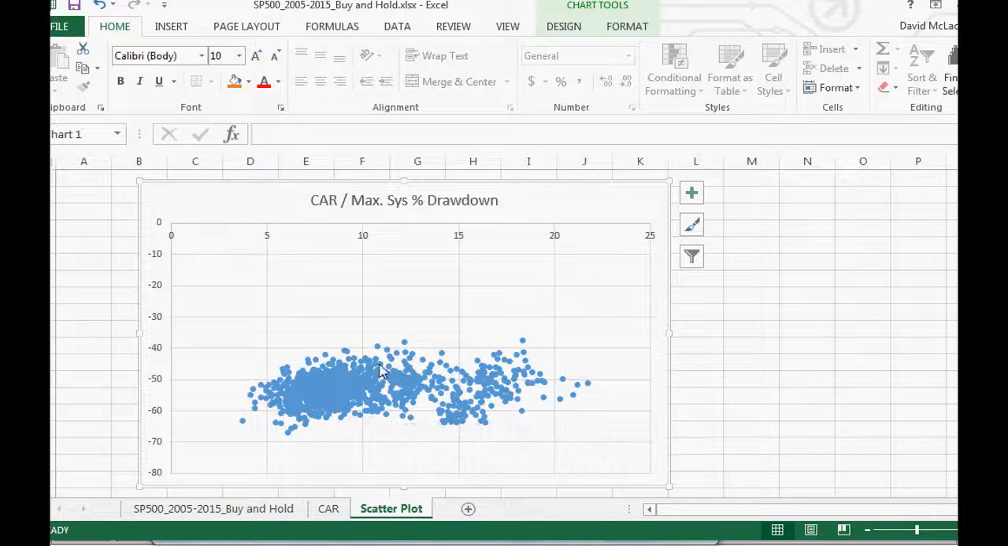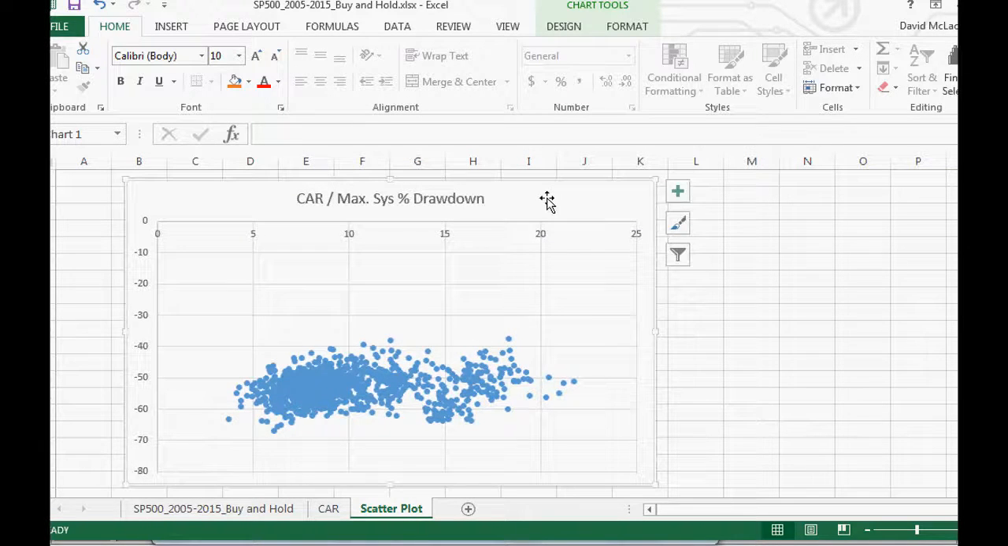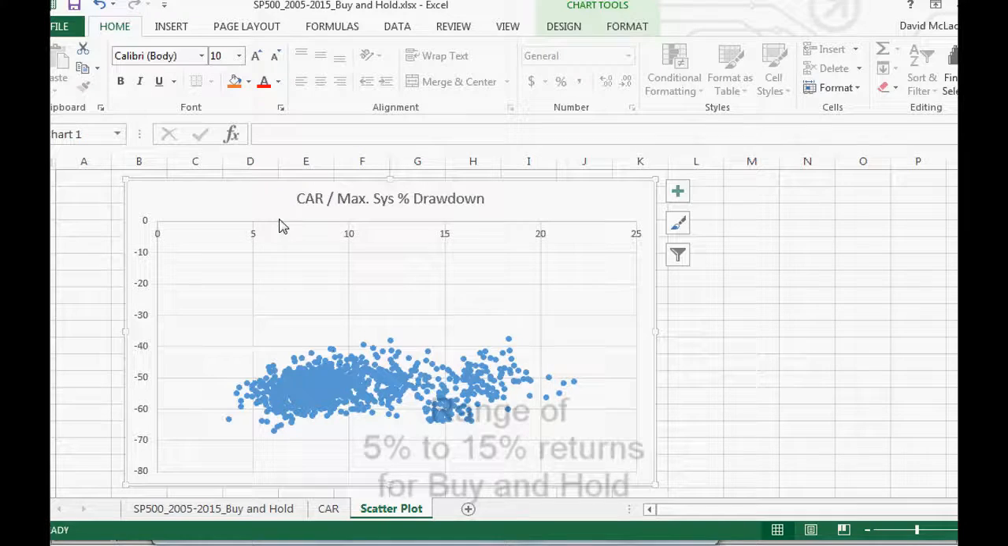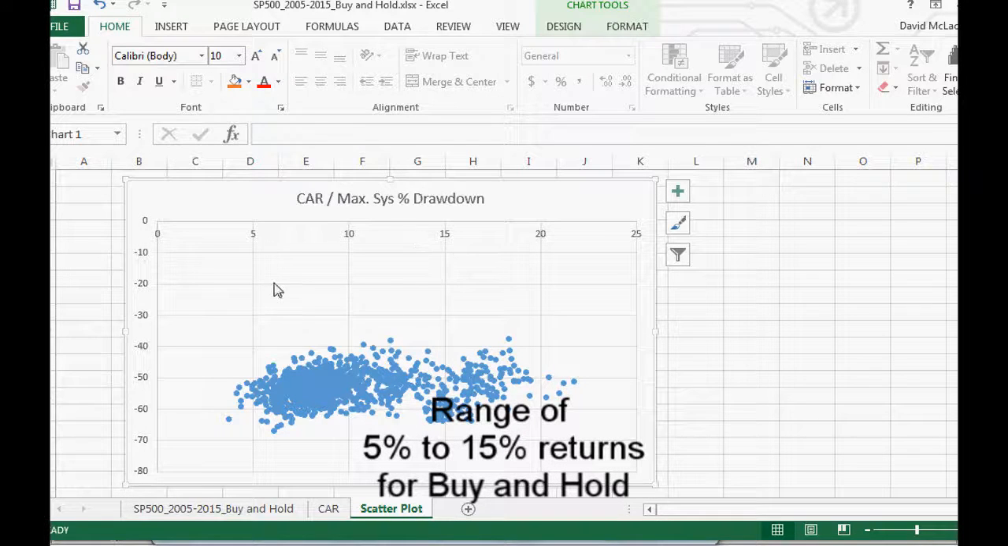So in other words, if you just buy and hold a whole bunch of stocks, you would have to stomach a 50 to 60% drawdown or loss in your overall portfolio at some point in time. Now, obviously, that would have been 2008, the bear market there. So that's a pretty obvious one. And as you can see, the returns at the top here are between 5 and 15% on the S&P 500, just for a buy and hold.